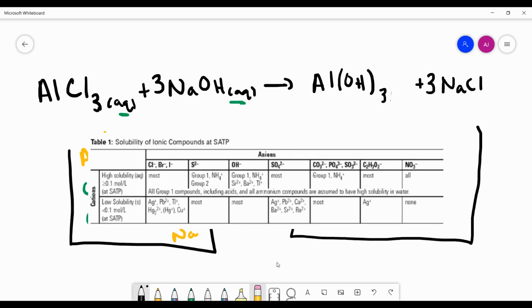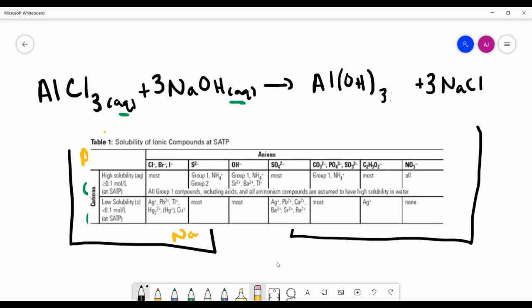This isn't a very precise table, but it gives you a general idea that in most circumstances, compounds which have low solubility, if they're present in solution, are going to come out of solution as a precipitate. Combinations of ions which have high solubility, when they're combined in solution, are going to remain in solution. So let's look at our products here.